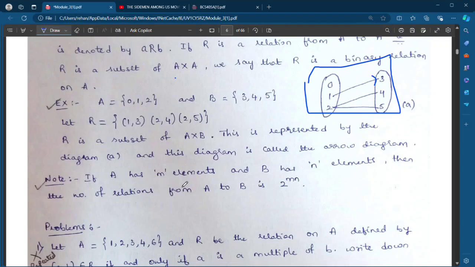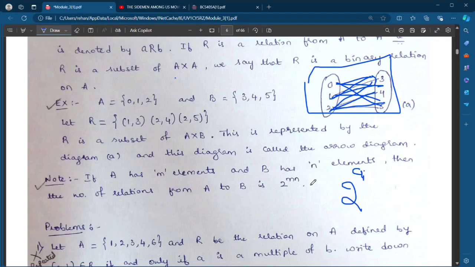Note, if A has m elements and B has n elements, the number of relations from A to B is 2 to the power of m into n. See, A has three elements and B has three elements. So the number of relations I can do is 2 to the power of m into n, that is 2 to the power of 3 into 3, that is 2 to the power of 9. How come it is 9? See here, from 0 I can send to all these 3, similarly from 1 I can send to all these 3, and from 2 I can send to all these 3. So 3, 3, 3, that is 9.